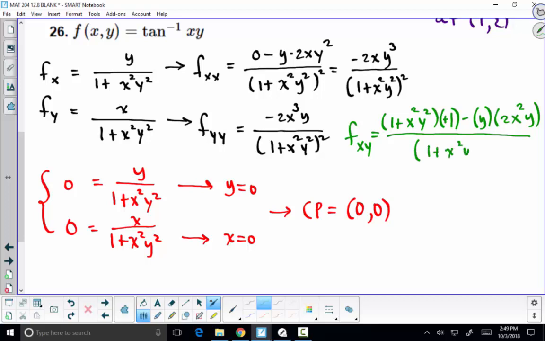Now we don't have to simplify this because all we're trying to do is just plug it in.